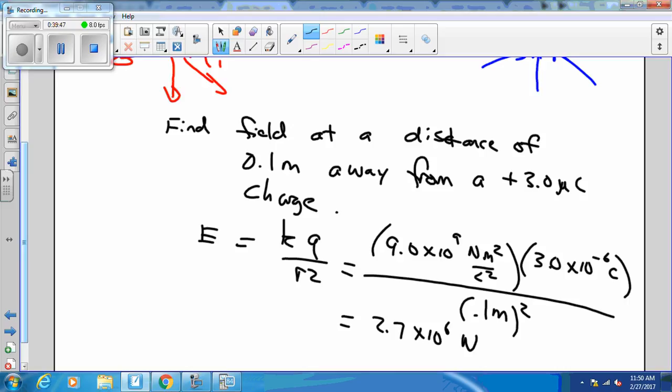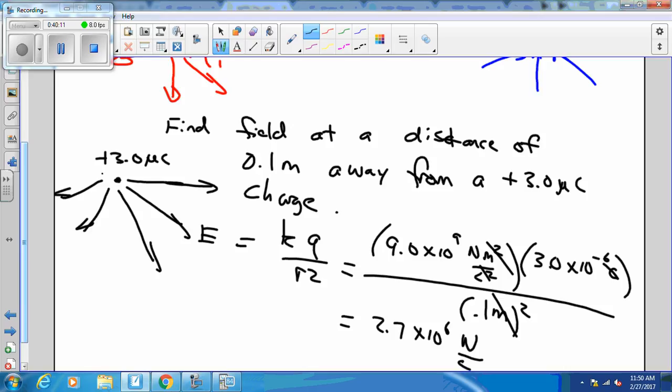What are the units? Meters squared cancel. One factor of Coulomb cancels, but the other doesn't, because we're missing a charge. So we get newtons per Coulomb. What does this mean? This means that we can draw ourselves an electric field around the 3 microcoulomb charge that comes out away from.